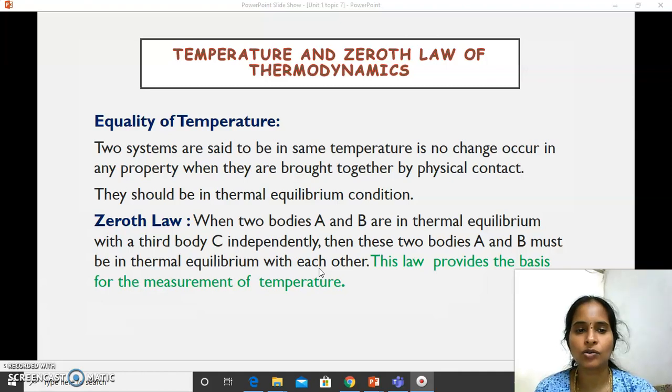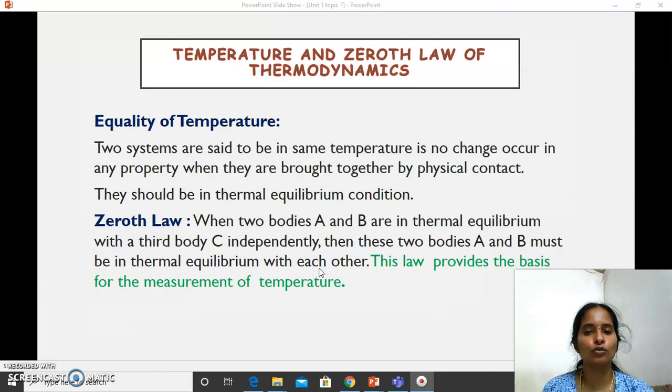And here again it is insisted upon, because this is the basic concept, or the root, for the creation of the zeroth law of thermodynamics. So two systems are said to be at the same temperature, or to have equality of temperature, if no change occurs in any of the properties when they are brought together by physical contact. Only then do we call it equality of temperature. And now we will move to the zeroth law.